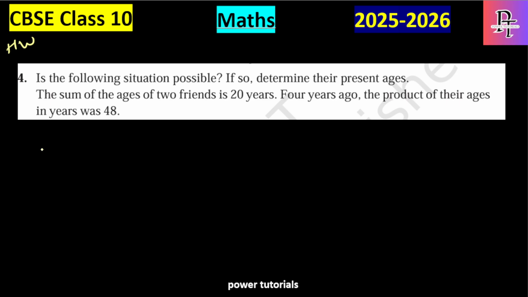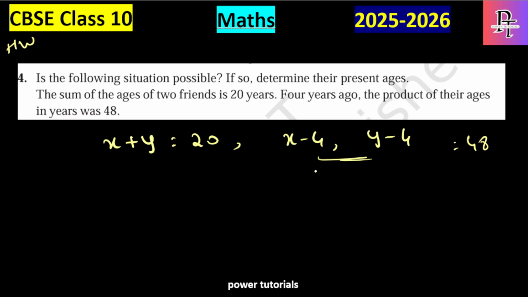The sum of ages of two friends is 20. So it is something like this. We have two friends, x and y. Sorry, the ages of two friends, x and y, sum to 20 years. 4 years ago. Ago means you have to go backwards. So 4 years ago, the ages become x minus 4 and y minus 4. The product of their ages is 48. So these two ages' product, they are saying it is 48.